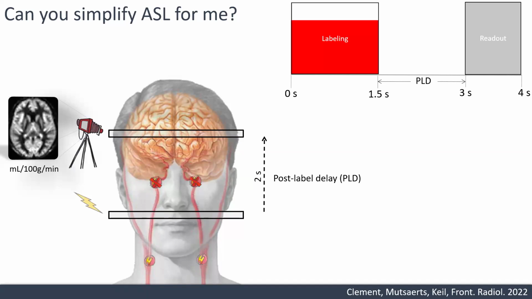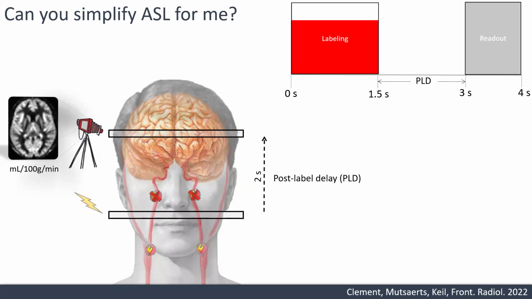And then, if we did this in the neck, we need to give a certain waiting time for the blood that has been labeled to arrive in the brain. This is called the post-label delay. It is a very important parameter because you can think that this blood flow and the speed of delivery of the blood from the neck to the brain differs between patients and controls, which we will look at later.